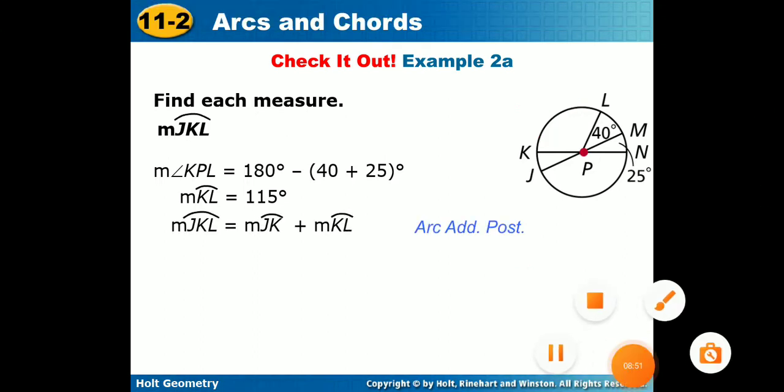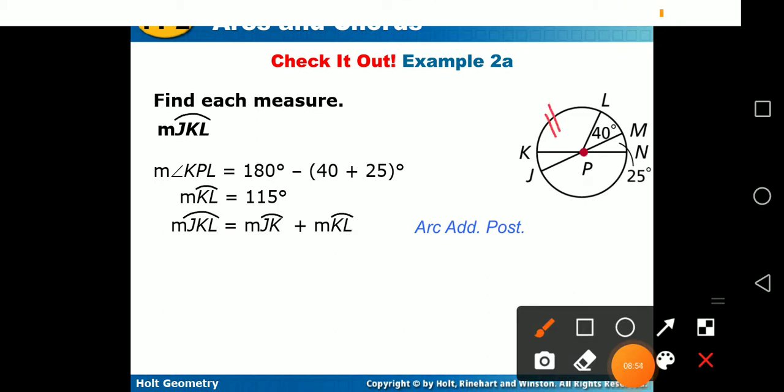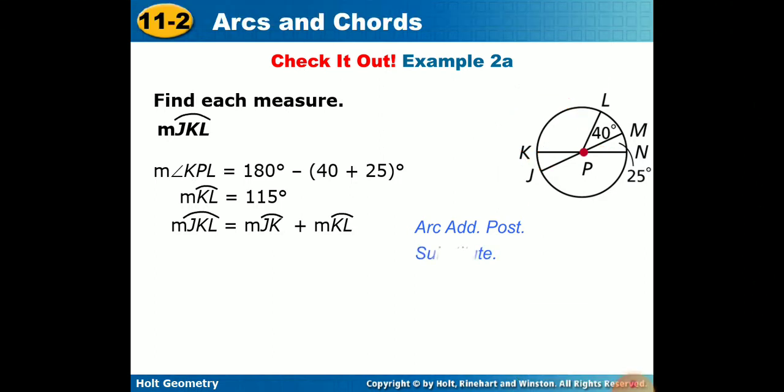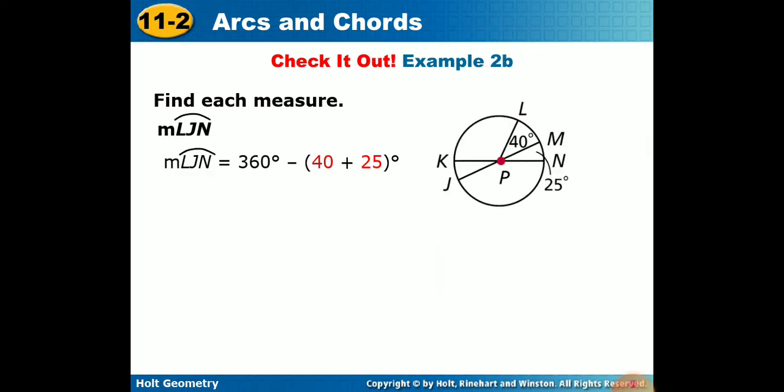After that, I need to know JKL, all of this. What about this one? Can you see this? And the opposite is 25. So this small one is 25. So I'm going to add 25 plus 115, the arc addition postulate. So I'm going to have JKL equal 140 degrees.